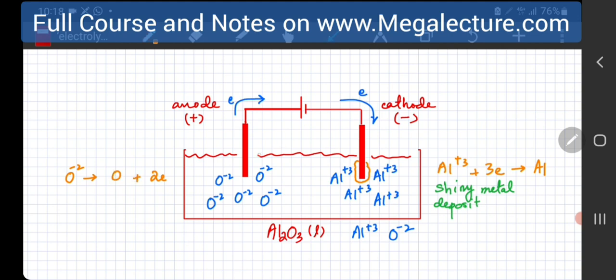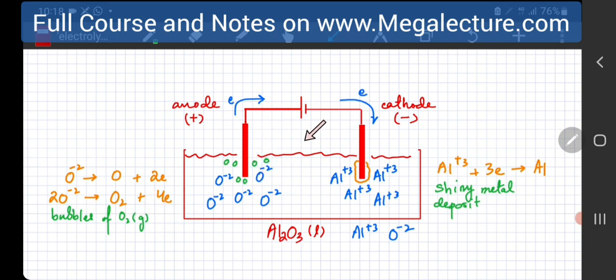But again, remember I told you that some elements are diatomic. I gave you a list. Oxygen is one such element. It's not going to exist as a single atom. It's always going to exist as a diatomic molecule. So I need to double everything. So there's going to be 2 O minus 2 ions, and they're going to lose 4 electrons because I've doubled it. And 2 oxygen atoms are going to be produced, which will join together to form an O2 gas molecule. What you're going to notice is bubbles of O2 gas.